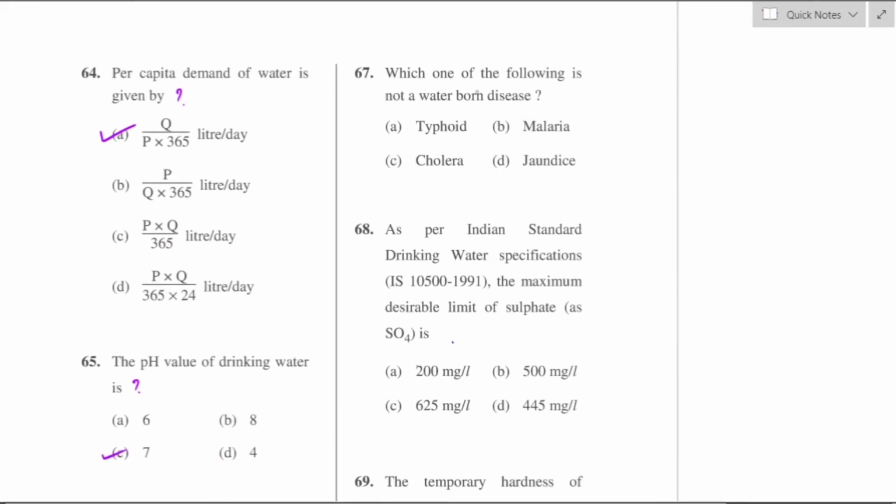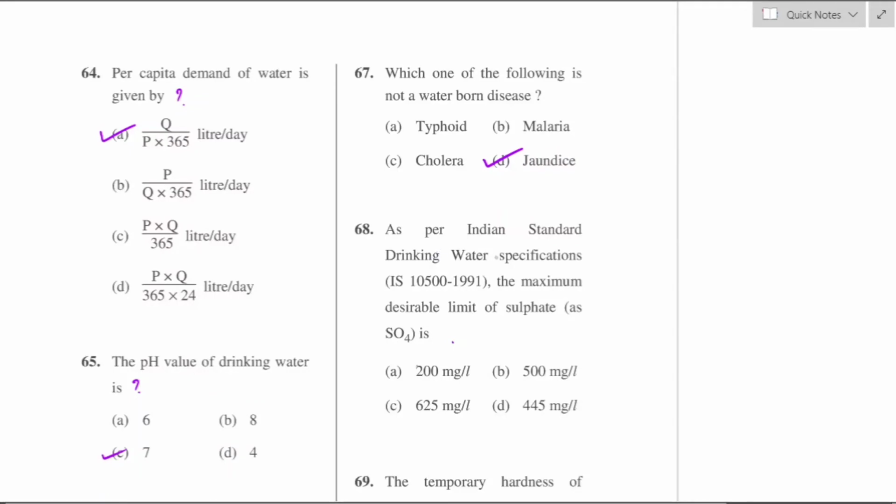Question number 67. Which one of the following is not a waterborne disease? Waterborne diseases are caused by a variety of microorganisms, biotoxins and toxic contaminants. Among these options, typhoid, cholera and malaria are all waterborne diseases, but jaundice is not a disease. It is a sign or symptom of disease that could be affecting the blood or liver. So among these options, jaundice is not a waterborne disease. Option D is the right answer.